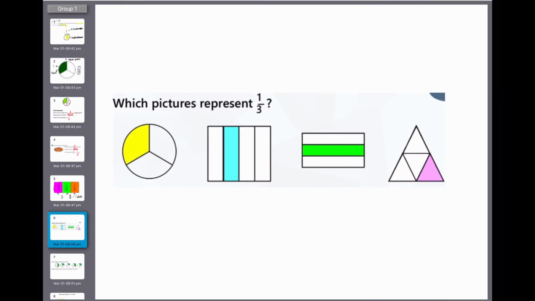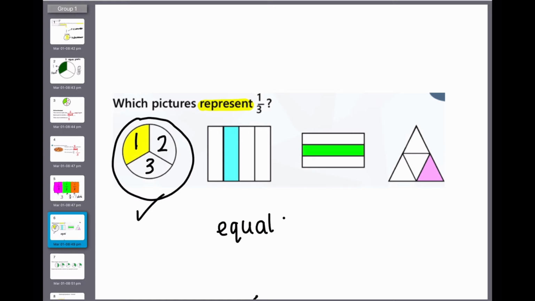Have a look at these pictures. Which pictures represent 1/3? This word represent means show. So which pictures show a third? Let's look at the circle. Does the circle show a third? Yes, because 1 part is shaded out of 3 equal parts. This word is key. Remember, fractions have to be equal parts. And if we're talking about thirds, we need 1 part out of 3.